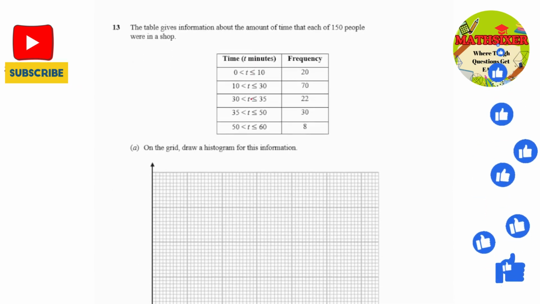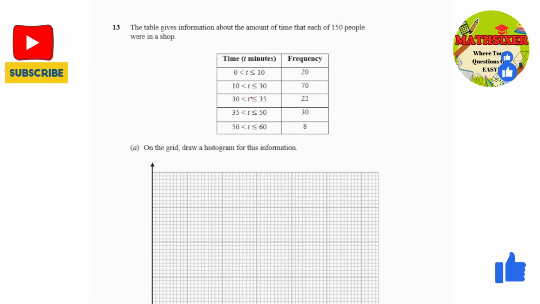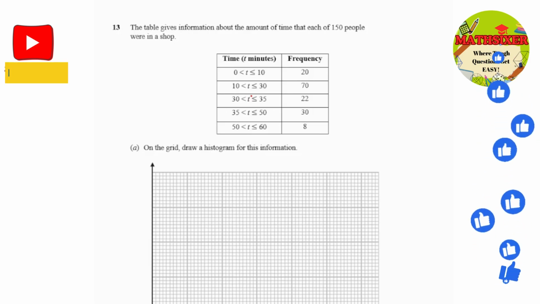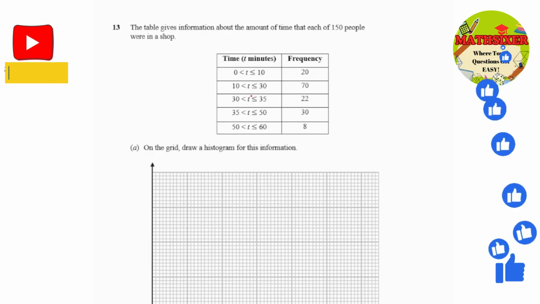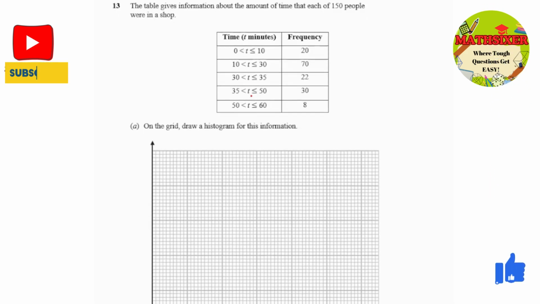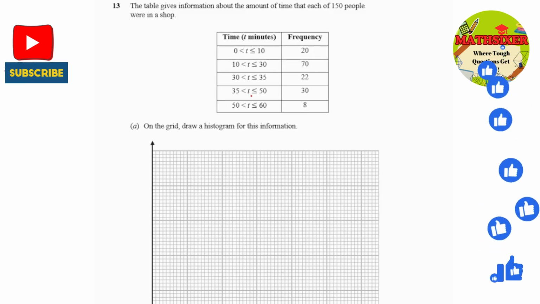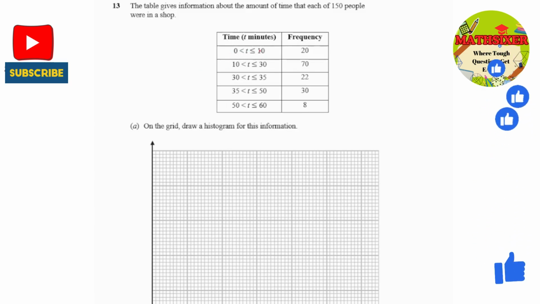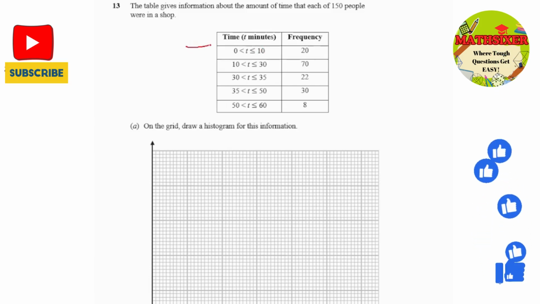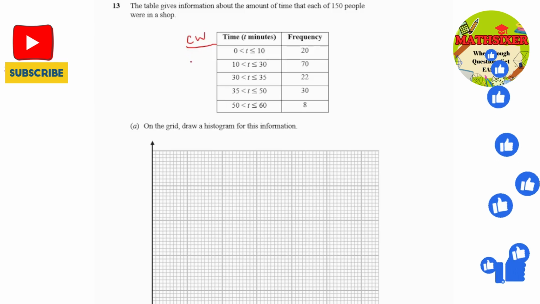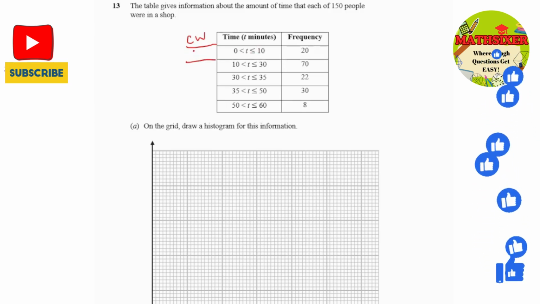Okay. Now the next question we have: the table gives information about the amount of time that each of 150 people were in our shop. On the grid, draw a histogram for this information. Let's look at the class width. So class width means this is from 0 to 10. So let's write down here class width. So class width here from 0 to 10 is 10.